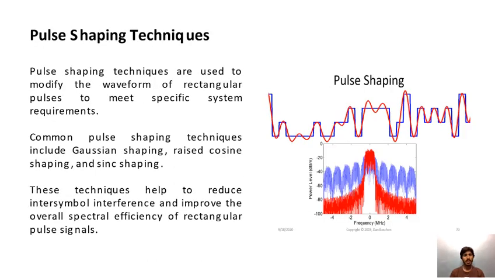Pulse shaping techniques. Pulse shaping techniques are used to modify the waveform of rectangular pulses to meet specific system requirements. Common pulse shaping techniques include Gaussian shaping, raised cosine shaping, and sinc shaping. These techniques help to reduce intersymbol interference and improve the overall spectral efficiency of rectangular pulse signals.